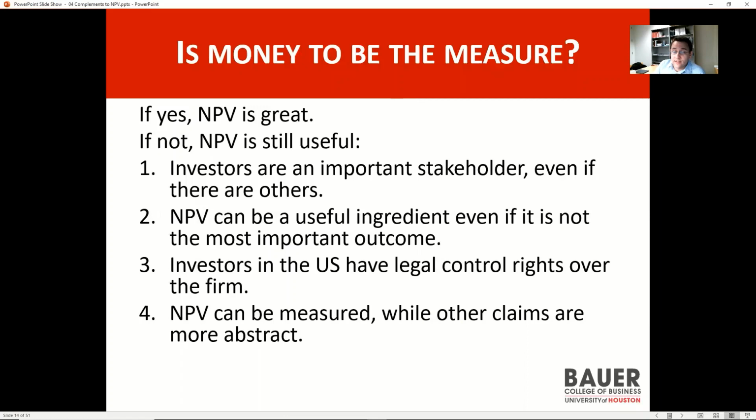It's a very useful ingredient to know and to be able to pin down. And also, maybe most important, at least in the US, the investors have legal control over the firm. Investors decide who's the CEO, who is running things, who's making the decisions. So in that case, you can't ignore it in for-profit companies. And then finally, as I alluded to earlier, NPV is something that can be measured, while other claims are a bit more abstract. So you can at least pin it down. That's a good place to start to think about that.